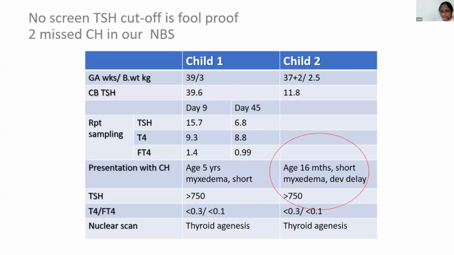37 plus 2 weeker, and the cord blood TSH was 11.8, so it's screen negative, so no subsequent follow-up was done. But at 16 months, presented with short stature, poor linear height velocity and myxedema, as well as developmental delay. Once again, thyroid agenesis. So clinical examination cannot replace newborn screening.